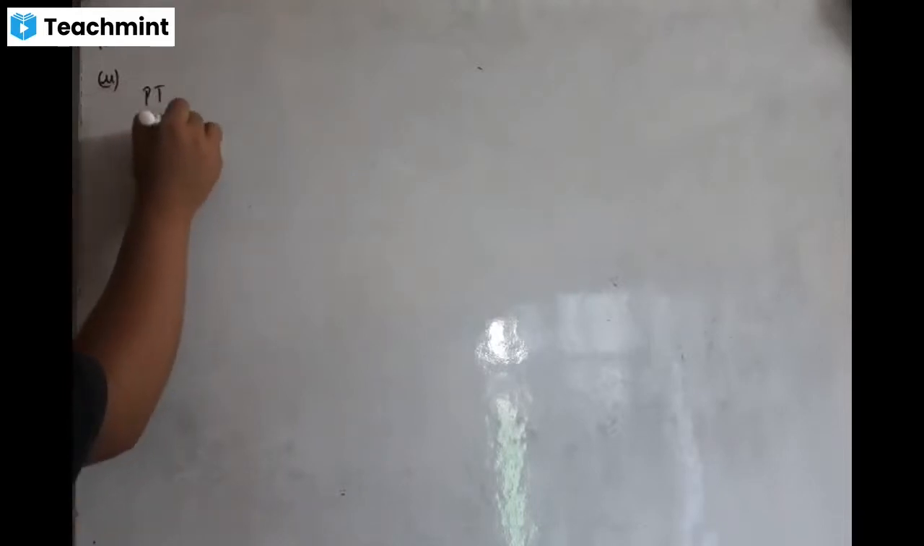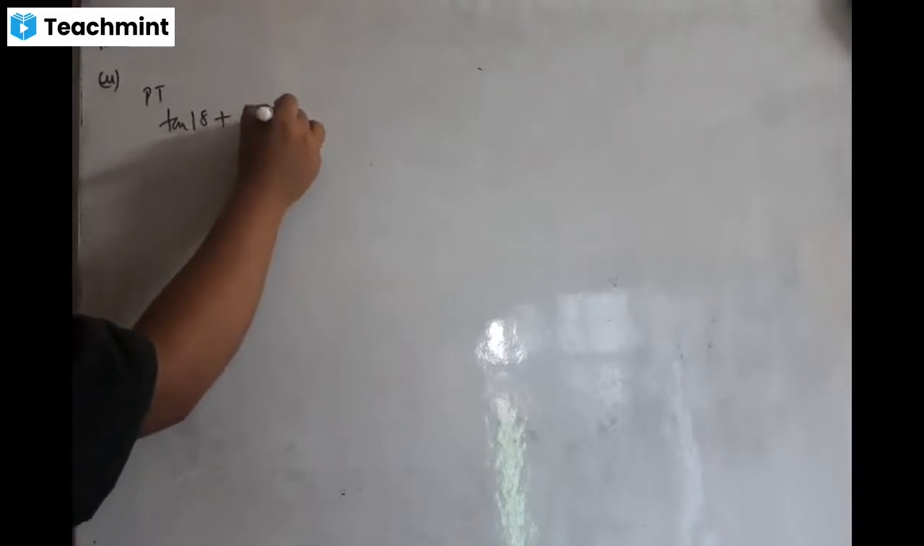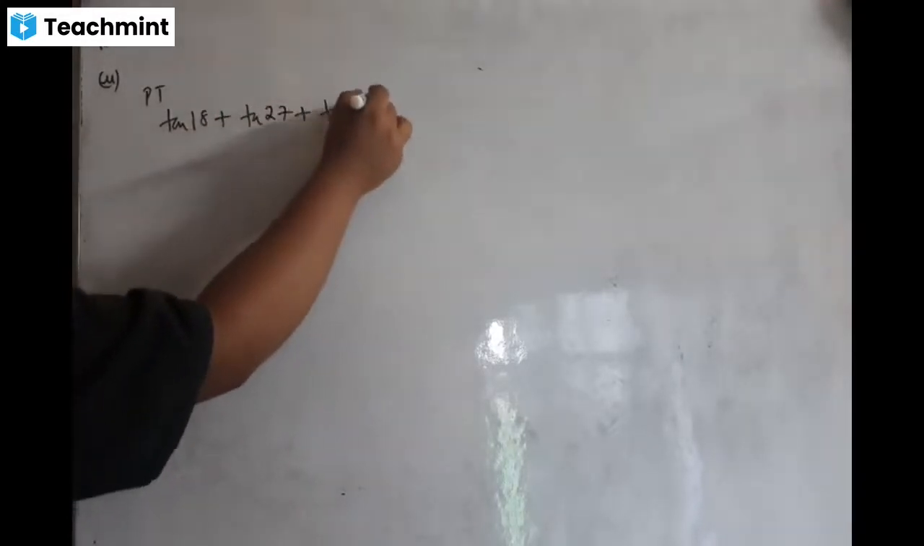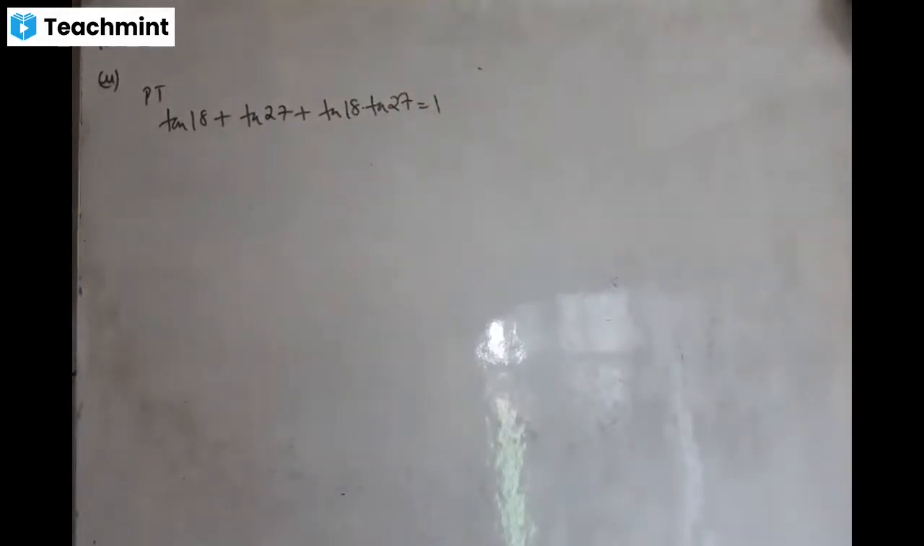New concept. So 18 and 19 use a similar concept, and I'm just going to explain that concept to you. Question number 18, subdivision 2. You have to prove that tan 18 plus tan 27 plus tan 18 into tan 27 is equal to 1. So this is the question.